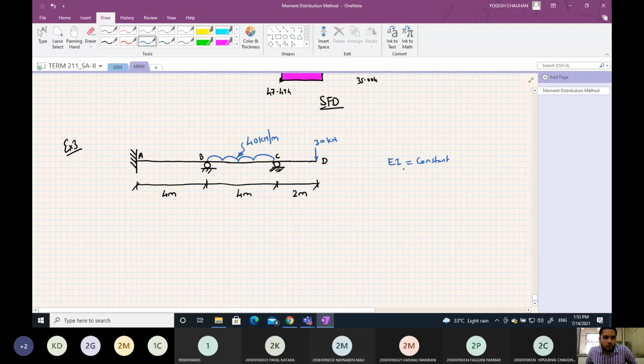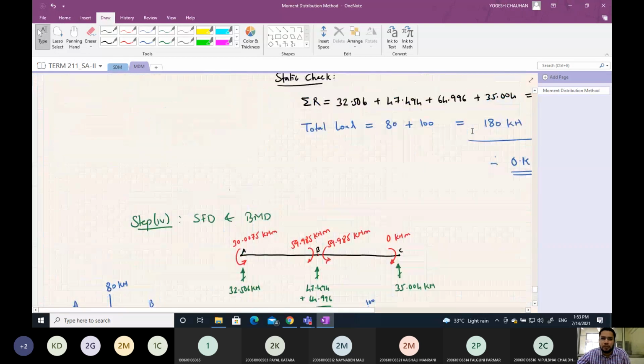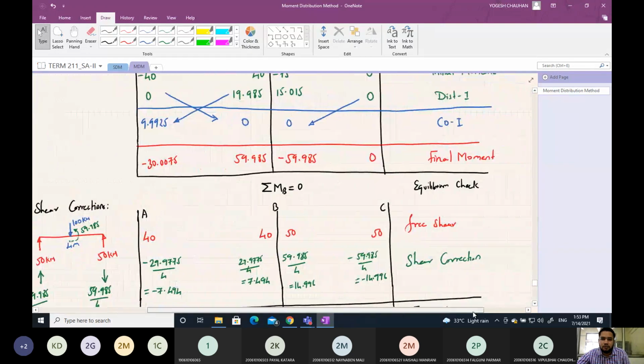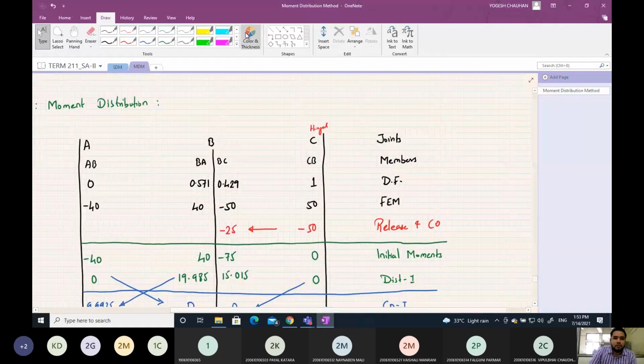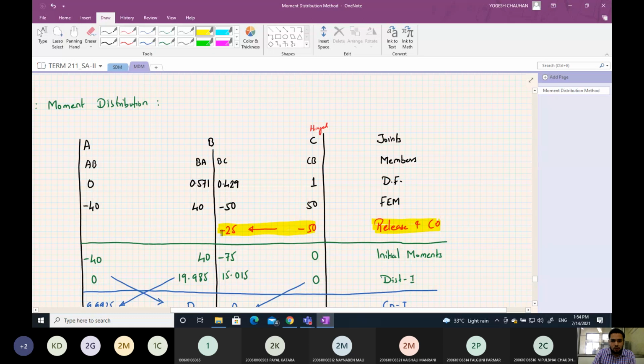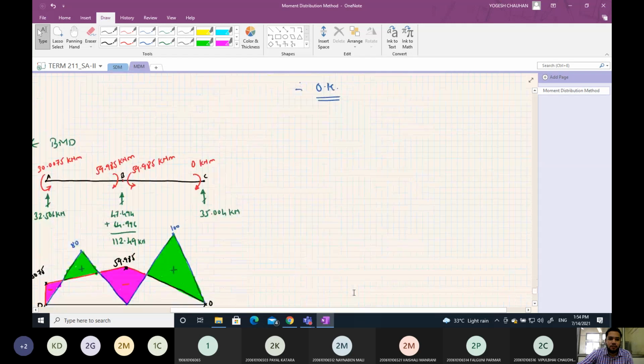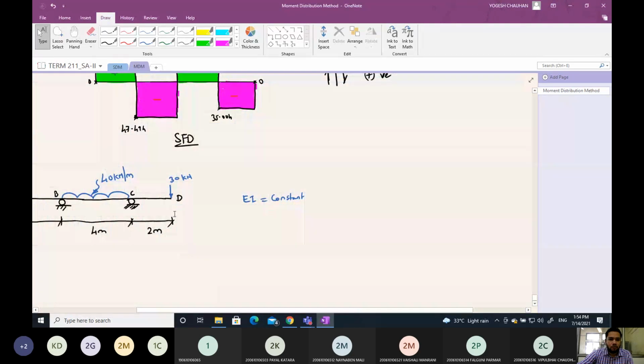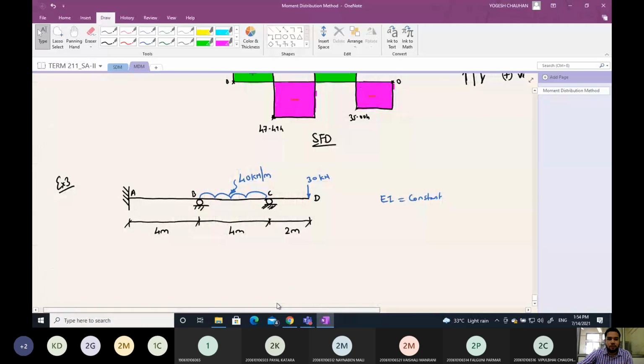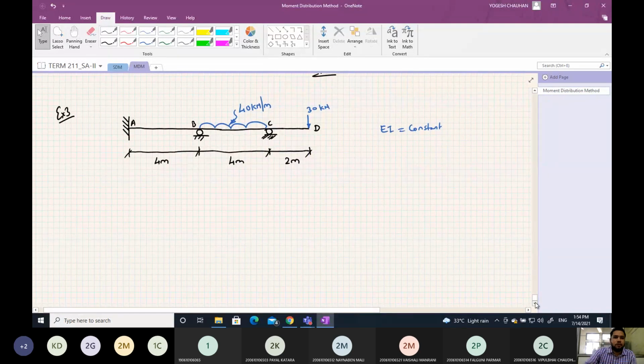Okay, so let us solve this. Now here also you have to make some changes in your distribution cycle. See what change was there from the previous example. This is the change you have to do. This is the additional step you have to carry out when we have simple end. Now here we have overhang beam, so the additional step we will discuss.